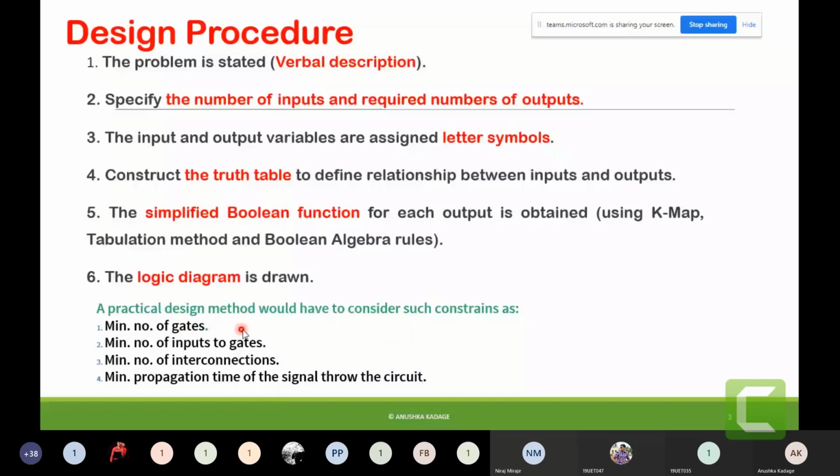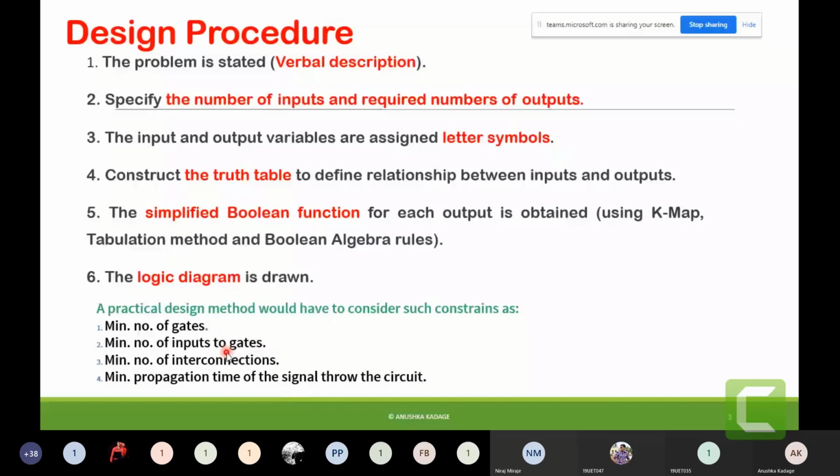For each individual gate, how many inputs are there, and in between the gates, how many interconnections we have to provide, and based on that, how much time is needed for taking one output signal from the previous gate to the input signal of the next gate. And the ultimate aim of this whole design procedure is minimizing all these parameters which I have mentioned in the practical design constraints.